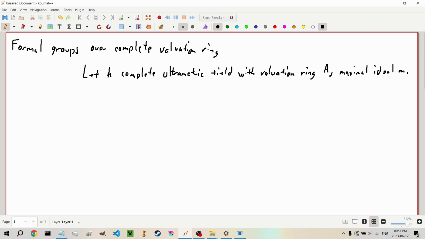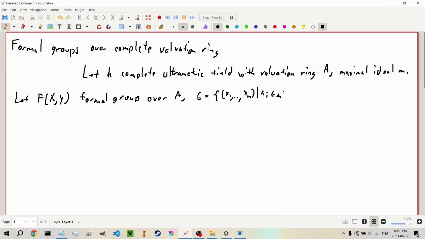So we're going to let F of x and y be a formal group over A. And we're going to let G be the collection of x1 to xn, with each xi being in M, being our maximal ideal.